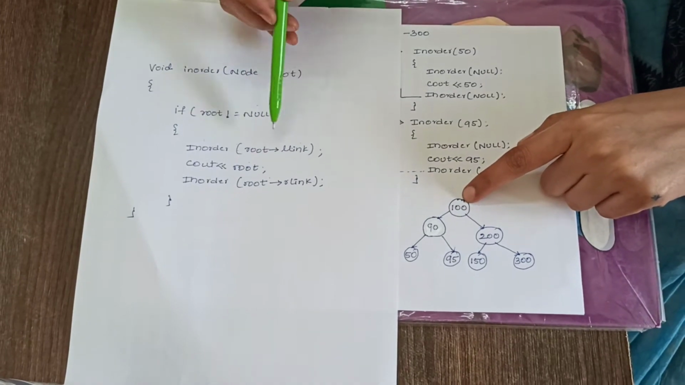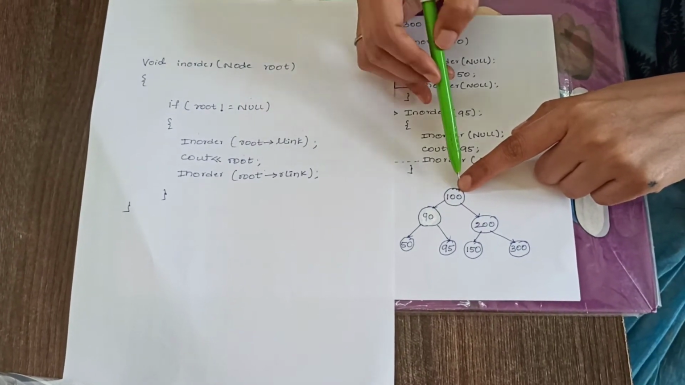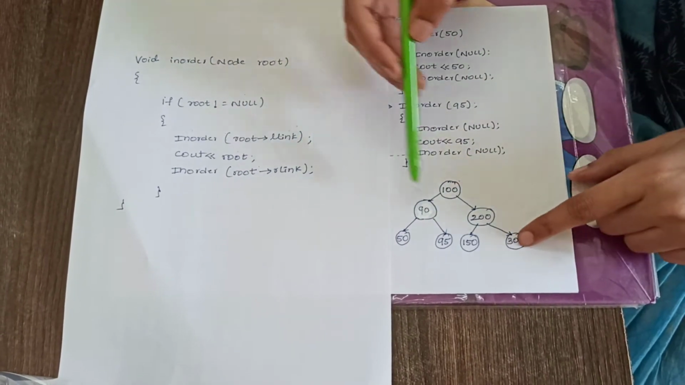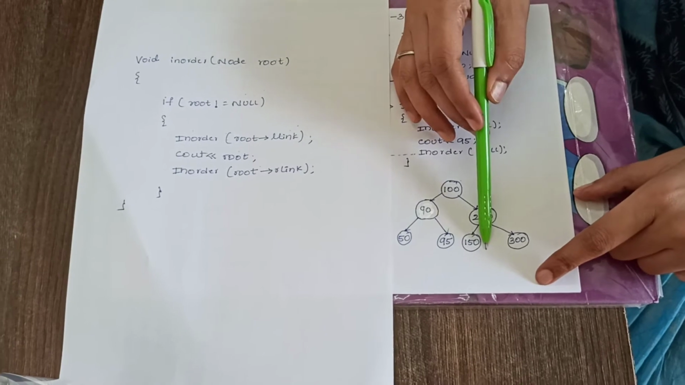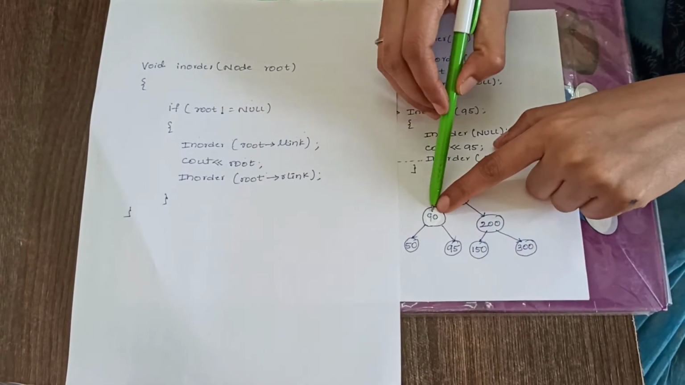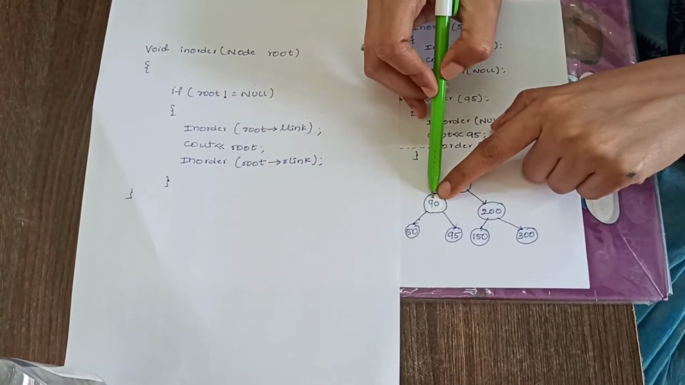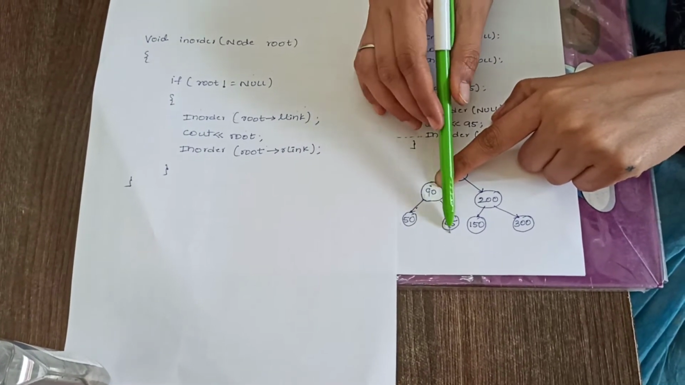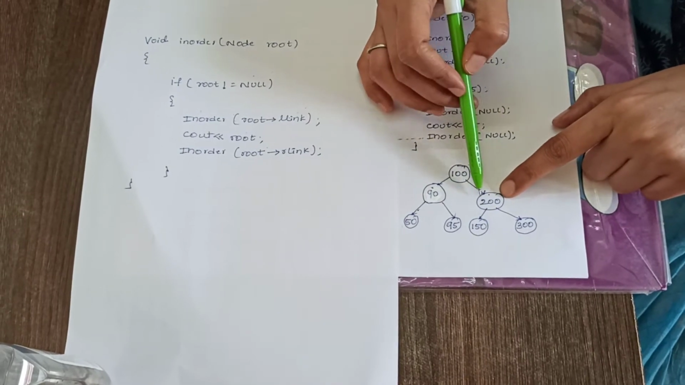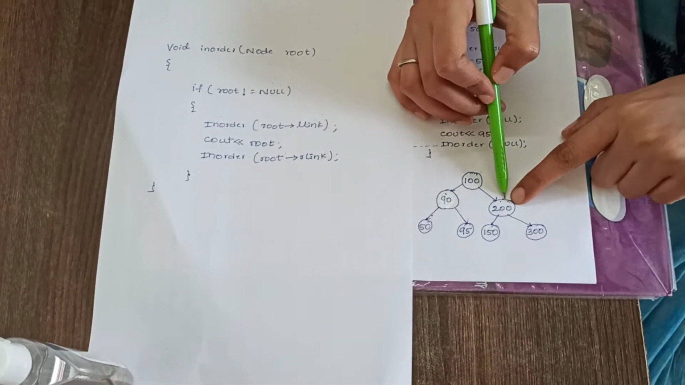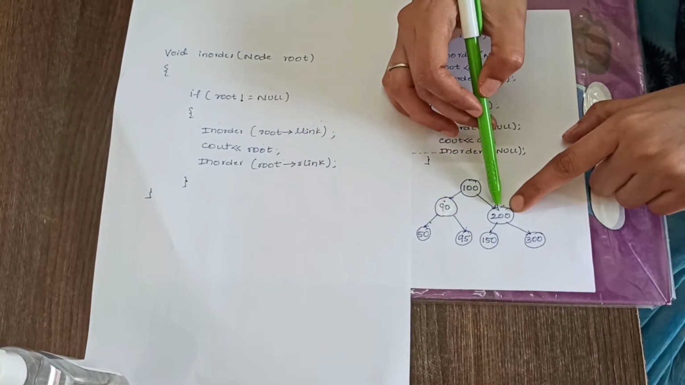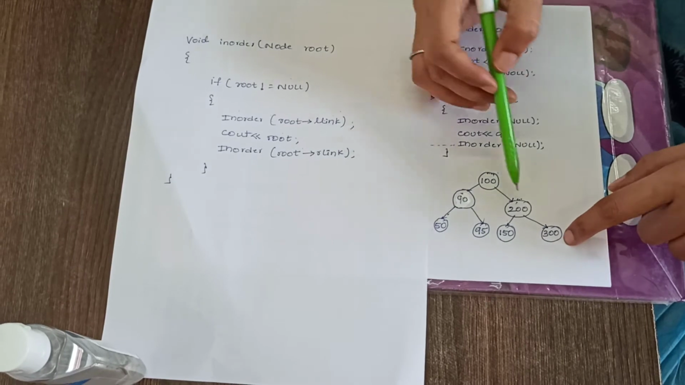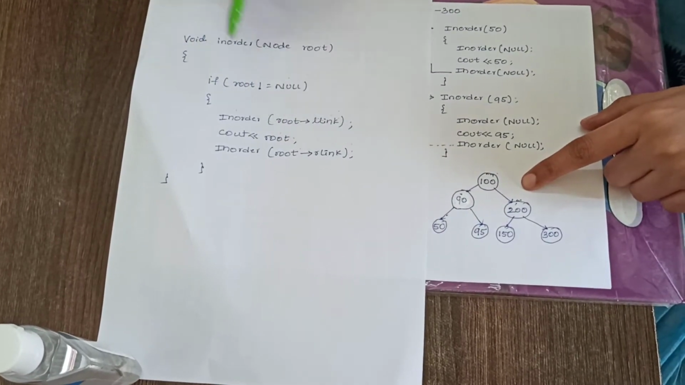Now the L link for root node 100 is this one, and the R link for the root node 100 is this one. When 90 is a root node, the L link for 90 is 50, and the R link for 90 is 95. Same for 200: if 200 is a root node, then the left link for 200 is 150 and the right link for 200 is 300. So this is what a left link and right link are in Inorder.